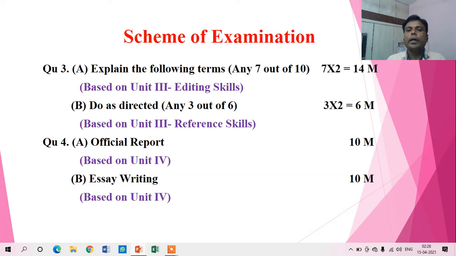So friends, in this way, our question paper will be based on 4 units, and each unit will carry 20 marks. So altogether 20 plus 20 plus 20 plus 20 becomes an 80 marks question paper. And this is the detail of the syllabus as well as the pattern of the question paper as well as unitization.